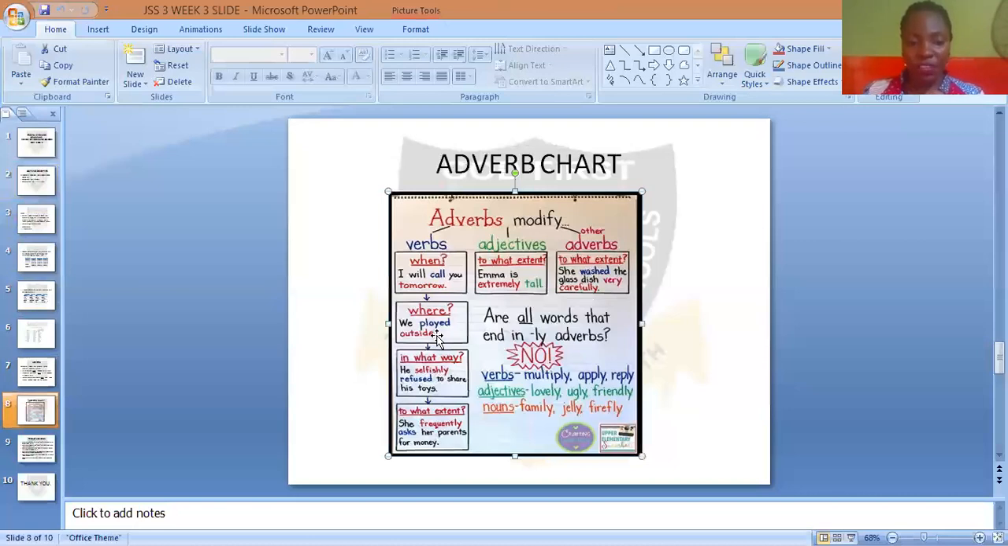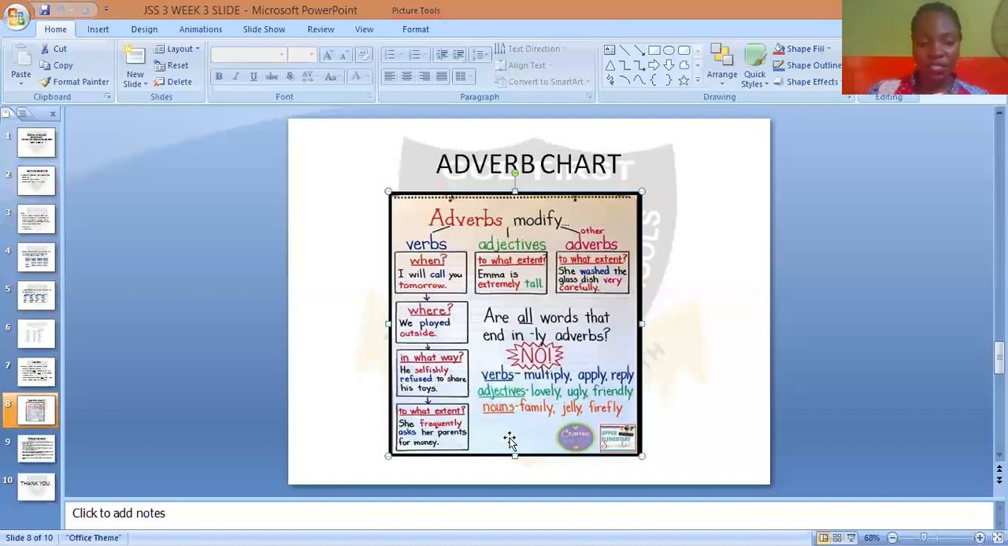Also, he selfishly refused to share his toys. The adverb in this sentence is selfishly. In what way? So this answers the question, in what way? He selfishly refused to share his toys. Refused is the verb in this sentence.